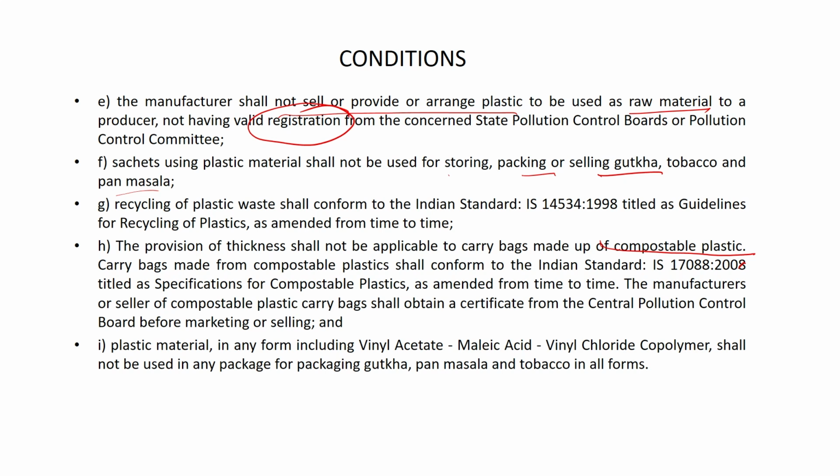Plastic material in any form, which are the scientific terms which are here: vinyl acetate, maleic acid, vinyl chloride, copolymer, shall not be used in any package for packaging gutka, pan masala and tobacco in any forms.